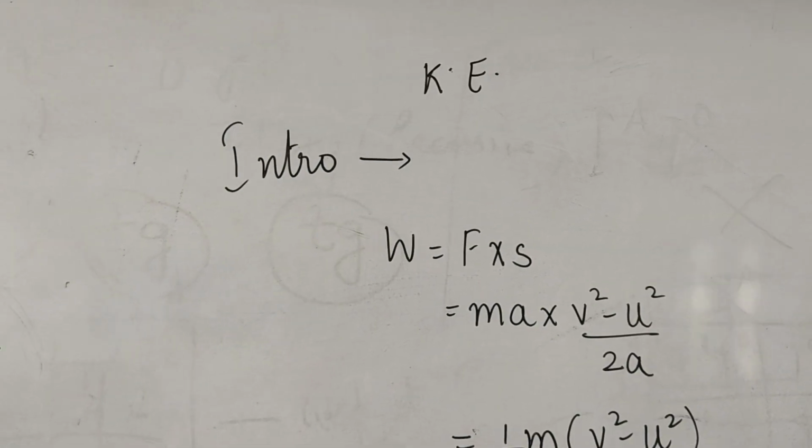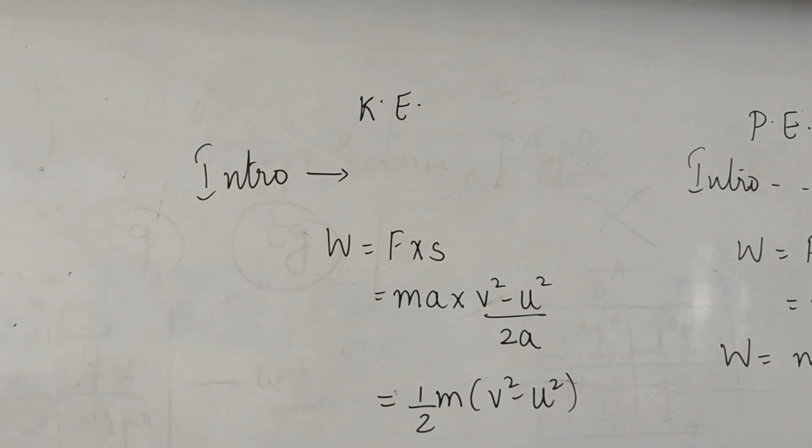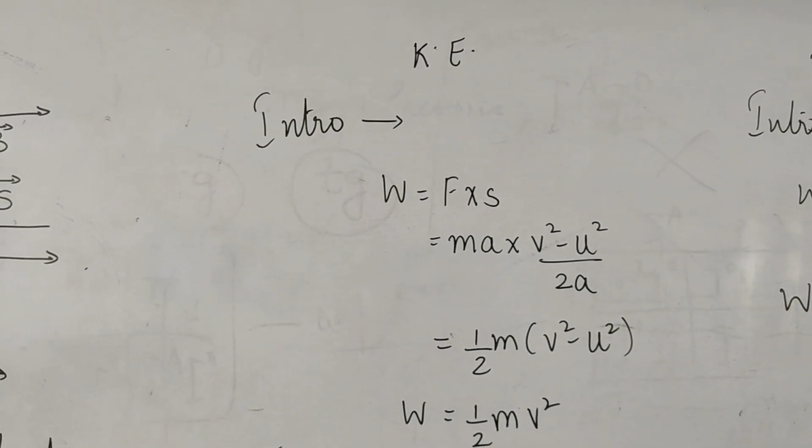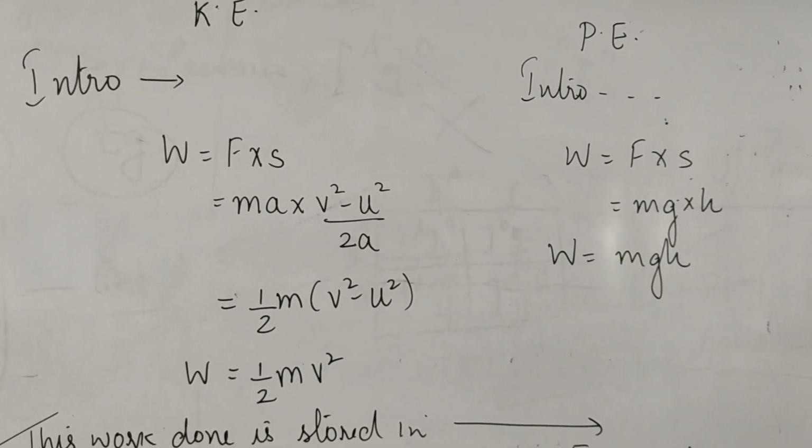Now there are different forms of energies. We know energy exists in different forms, but here we are going to derive expressions for kinetic energy and potential energy.